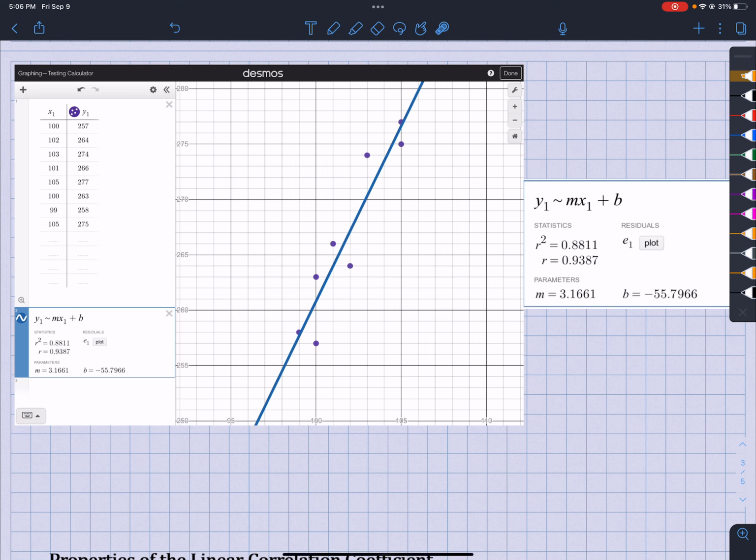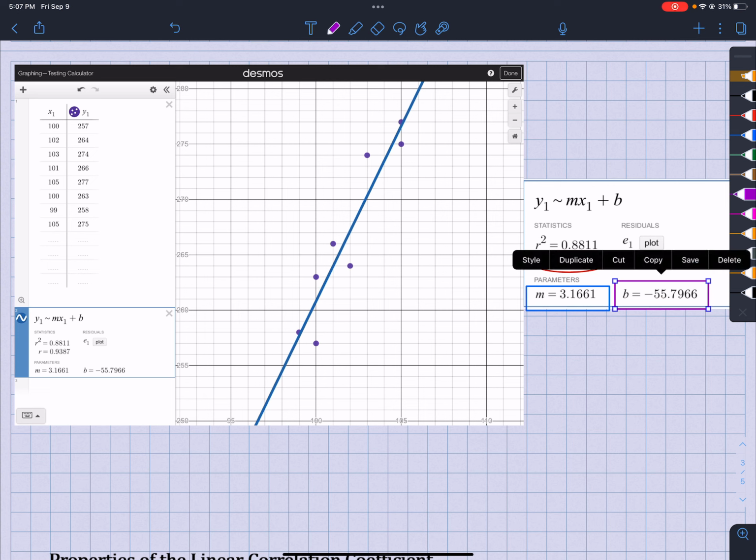All right, so what it will come out to is that you're going to see a correlation coefficient, which we'll talk about in a little bit. We're going to see the slope, and we're also going to see the y-intercept. Okay, so we're going to see both of those things right there.